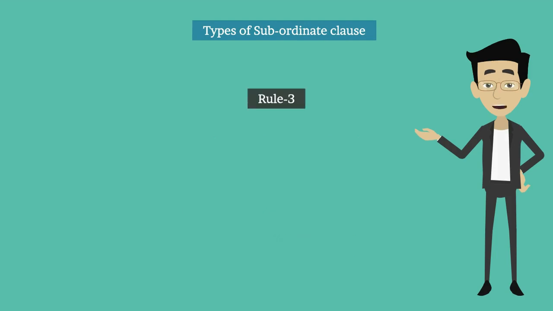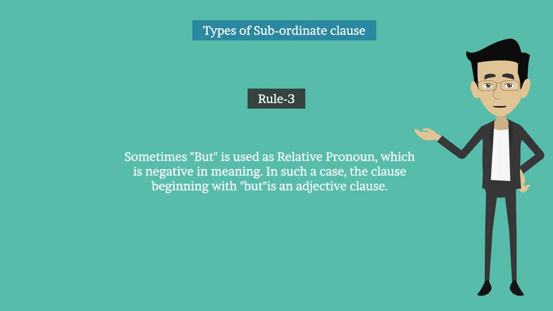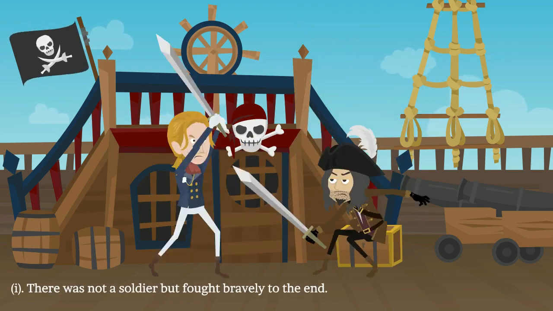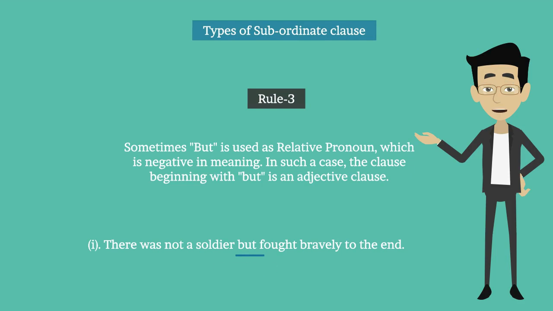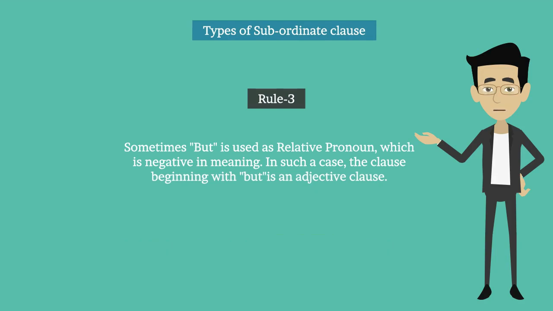Rule number 3. Sometimes but is used as a relative pronoun which is negative in meaning. In such a case, the clause beginning with but is an adjective clause. For example, first one, there was not a soldier but fought bravely to the end. In this sentence, but means who did not, and therefore but fought bravely is an adjective clause. Second one, there was no man but loves his country. Here, but means who does not. So, but loves his country is an adjective clause.